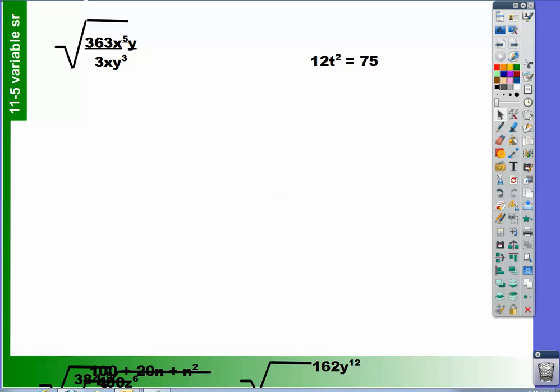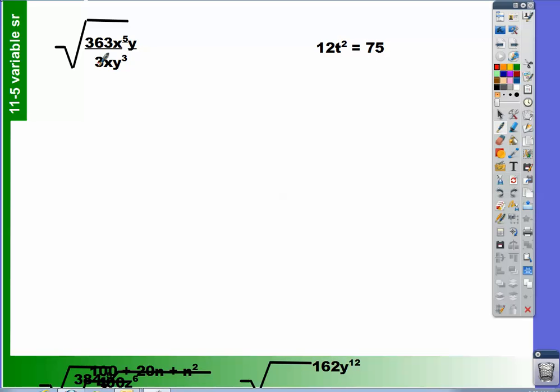So we have two more examples to look at really quickly. So the square root of 363 x to the fifth y over 3x to the y. So before we really get started, wouldn't it be a lot easier if we just reduce things? Yeah, it would. All right.